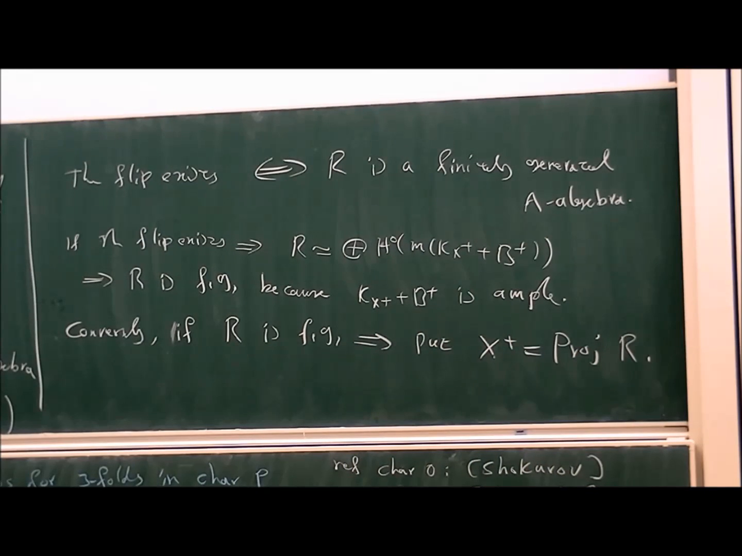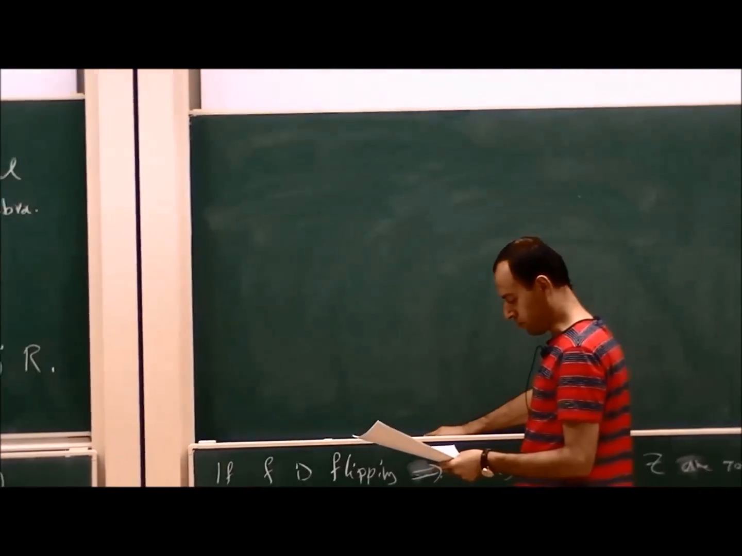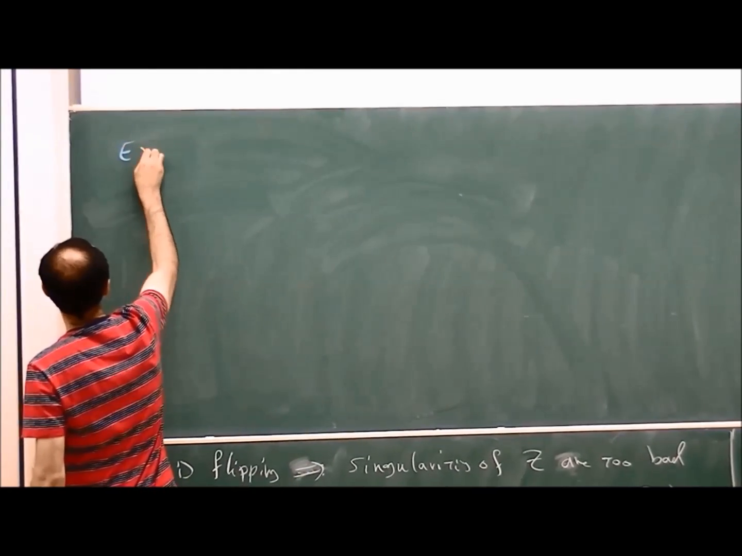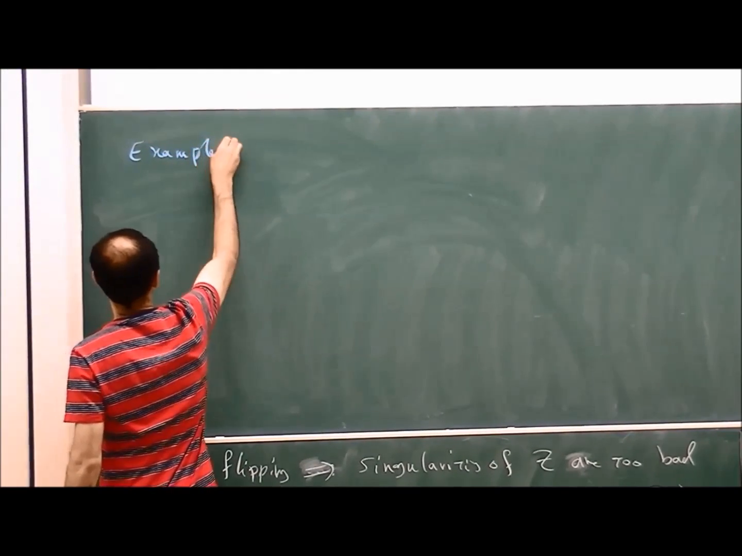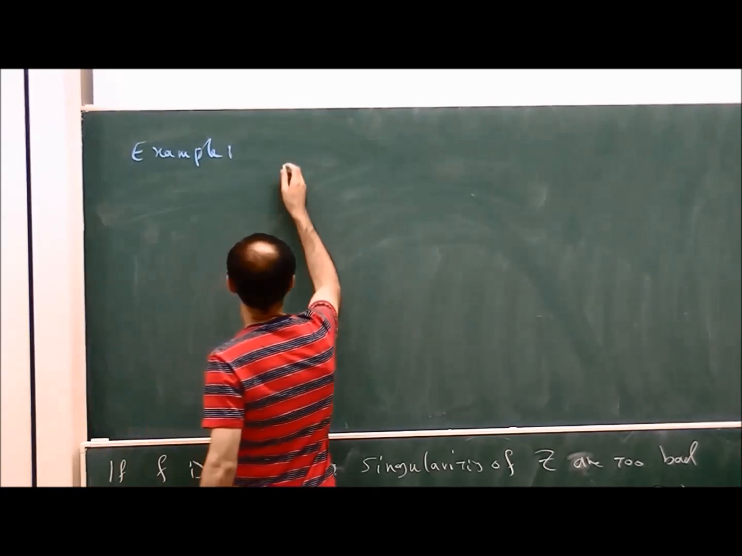So these are all more or less classical birational geometry. This is well known already for a long time. Now let me give you one example of a flip. So this is quite explicit and very elementary.